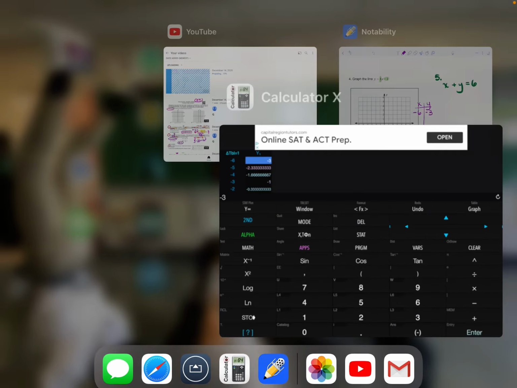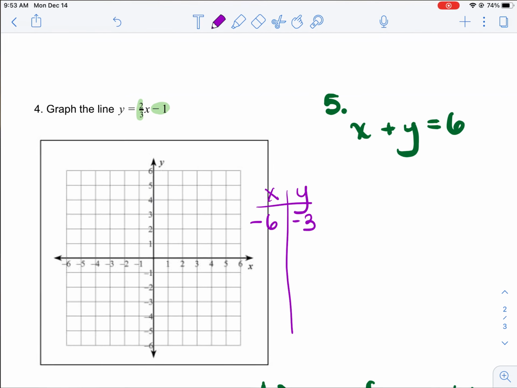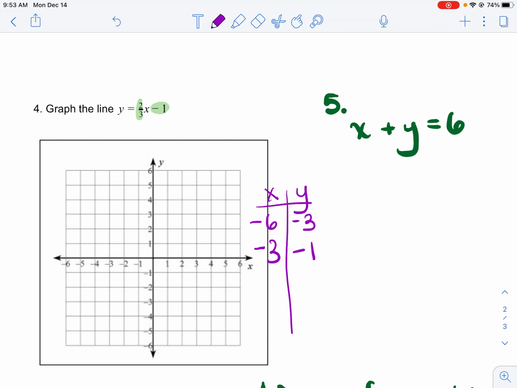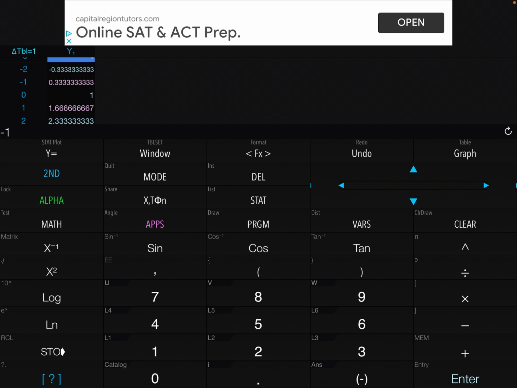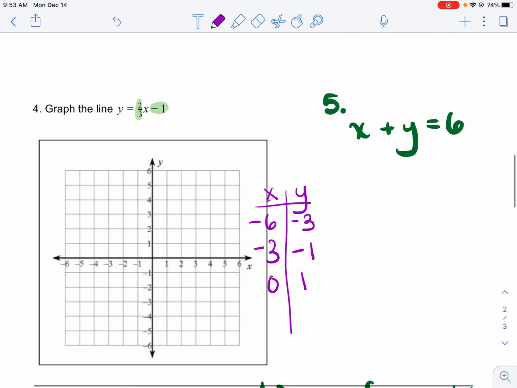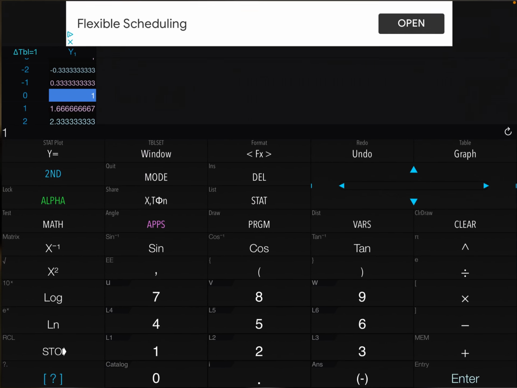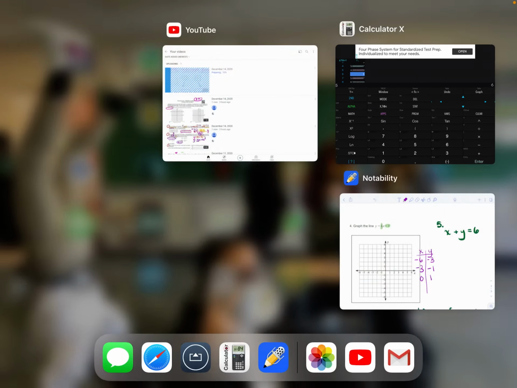Okay, then we also have -3 goes to -1. And now let's see if 0 is going to turn out to be nice. Yep, 0 goes to 1, so I'm going to put that on my points. And then we're also going to find 3 goes to 3, and 6 goes to 5. Again, I'm picking all the nice ones.